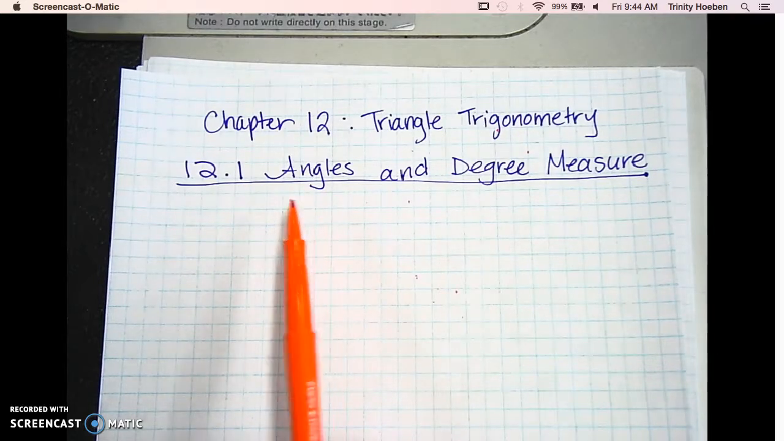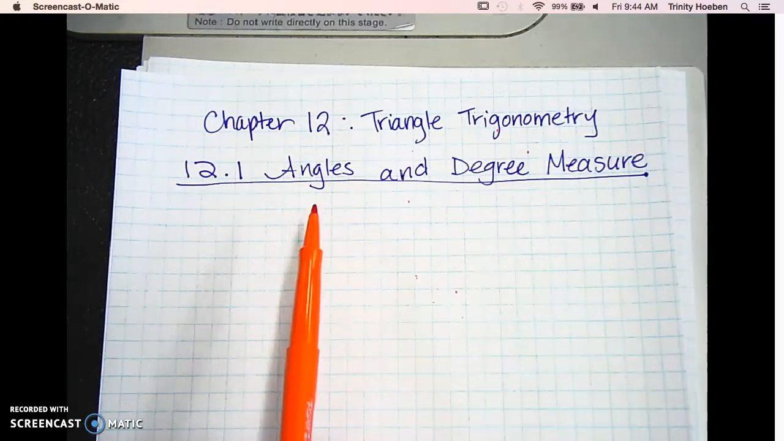You make posters like these? No, that's my geometry class. Yeah.